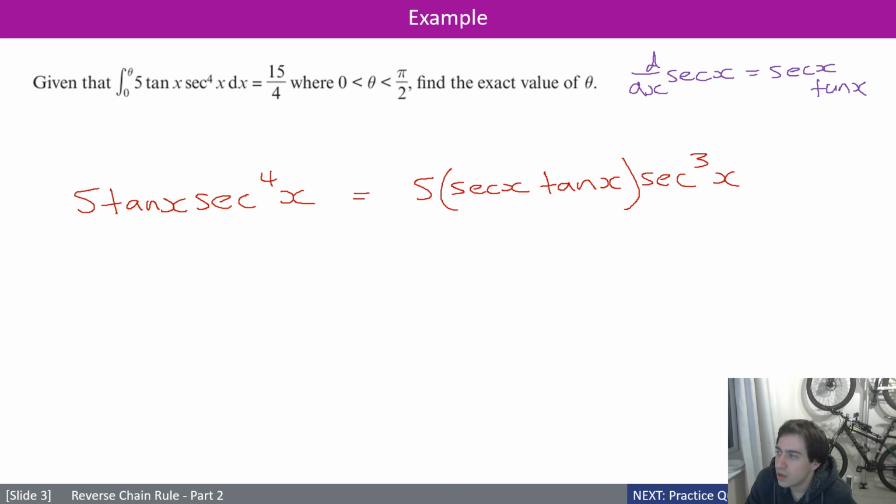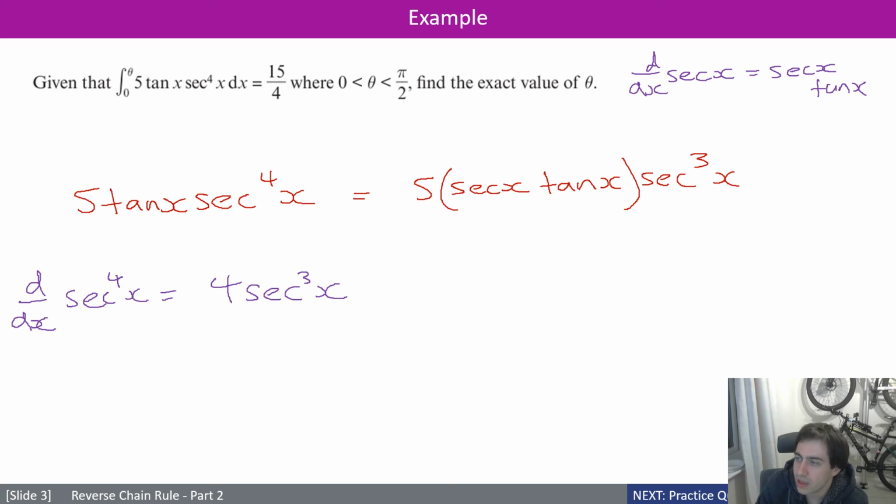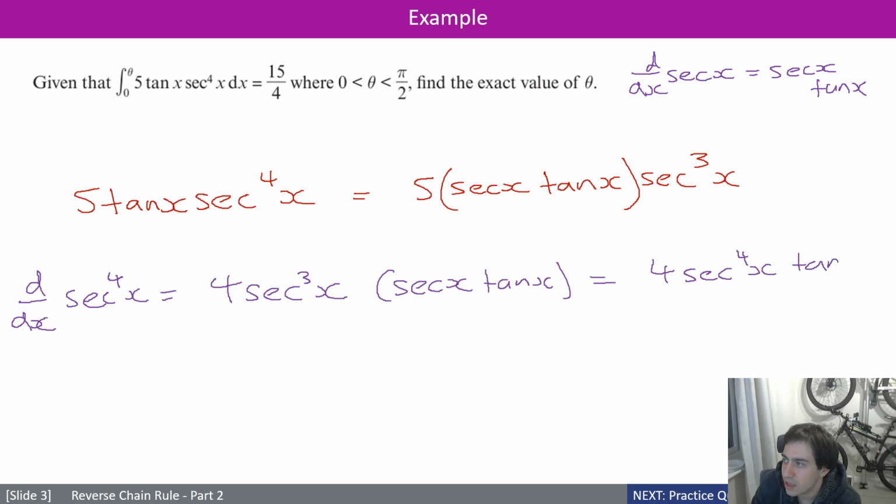So now we can do our guess, right? We're going to do the derivative of, instead of sec cubed, we raise it to a power, sec to the 4. And let's do the differentiation. We get 4 sec cubed x multiplied by the derivative of sec x, which is sec x tan x. So then it becomes 4 sec to the 4 x tan x. And we almost got what we want. The only thing is we need to insert a factor 5 over 4.